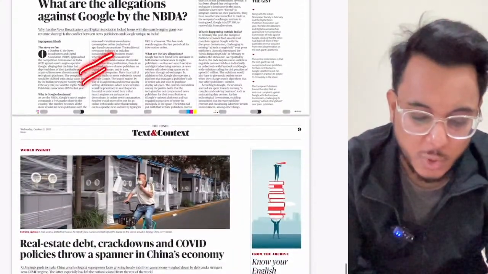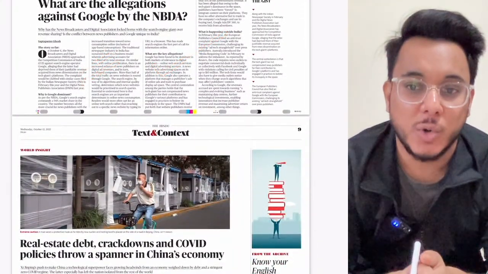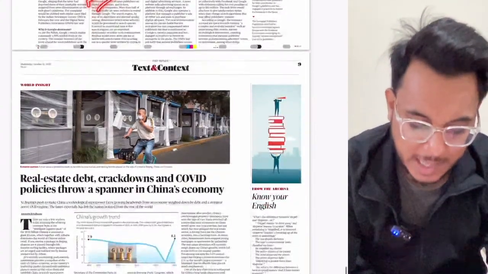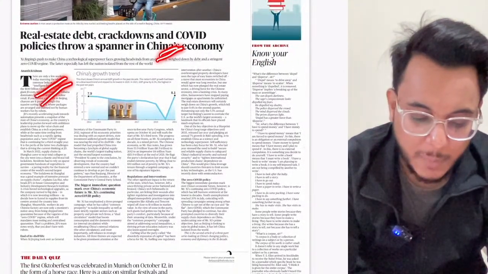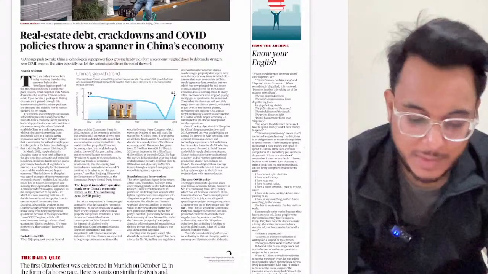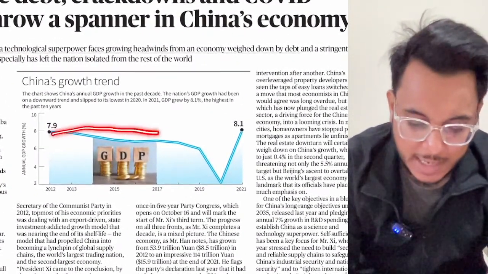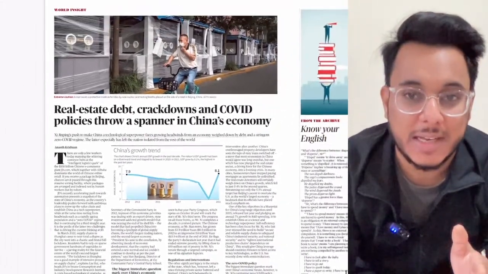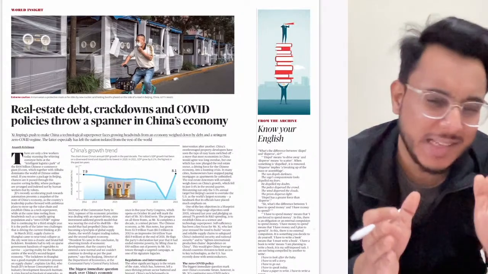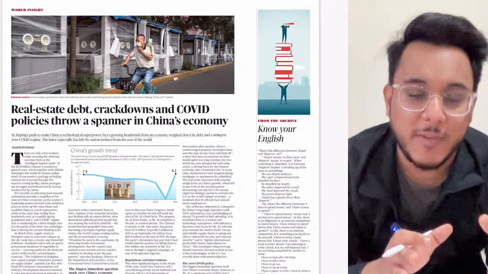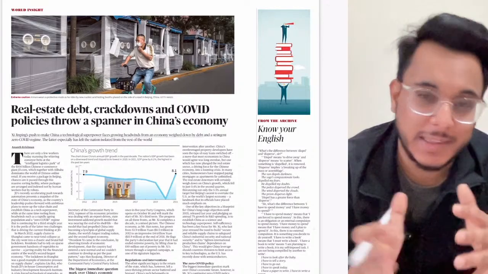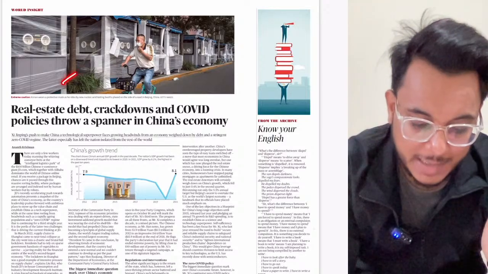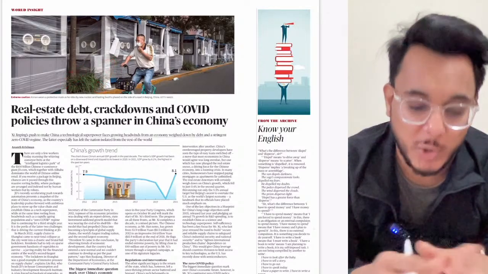What are the allegations against Google by the NBDA? We'll see this article. With respect to the controversy between Google and the news publishers, we'll see what has happened. Real estate debt crackdown and COVID policies throw a spanner in the Chinese economy. Now, the article is talking about the Chinese economy and its performance. China follows the zero COVID policy. Zero COVID policy means that China is not comfortable with having even a few cases, and whenever the waves come, they go under a complete lockdown, and because of that lockdown their economy has been impacted a lot. And the real estate sector in China is also not doing very well.